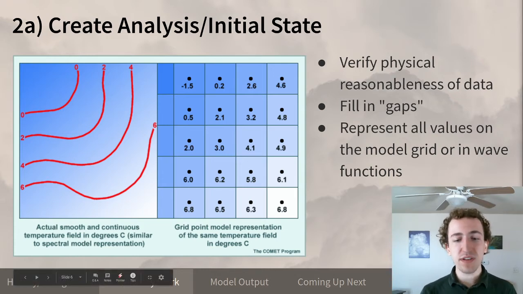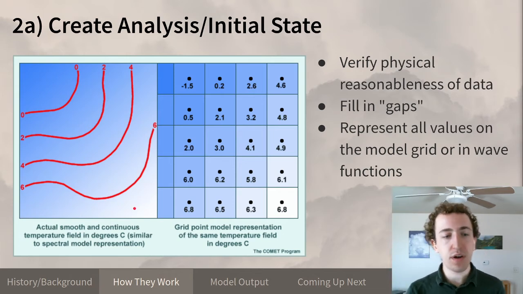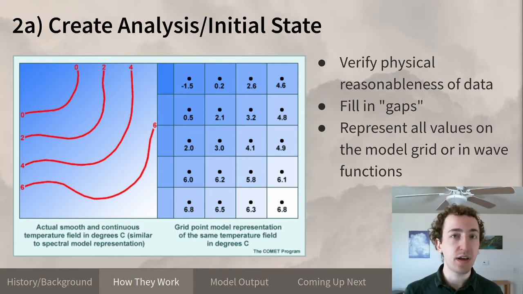In addition, the models have to represent all these data points, either on a regular grid so it can actually be represented on a computer, or some other models represent, instead of discrete points, combinations of waves. If you've ever studied math or physics, like Fourier transforms, we apply similar ideas, representing waves rather than discrete points in the atmosphere. But regardless, we need to create this initial state to verify our physical reasonableness. We fill in gaps in observations, and we have to represent all of this in a way that the model can work with.